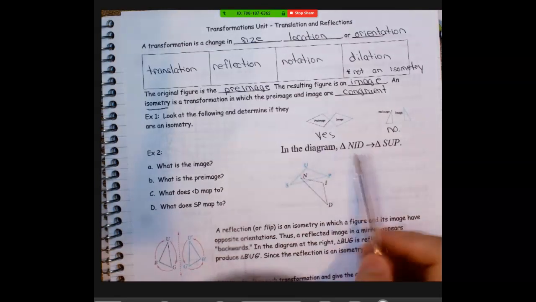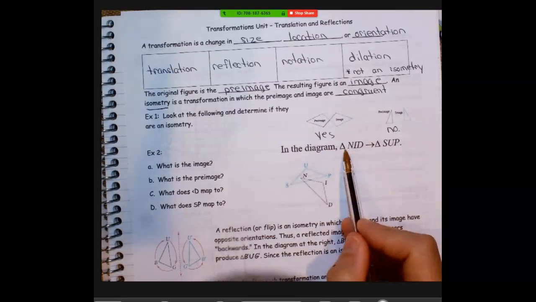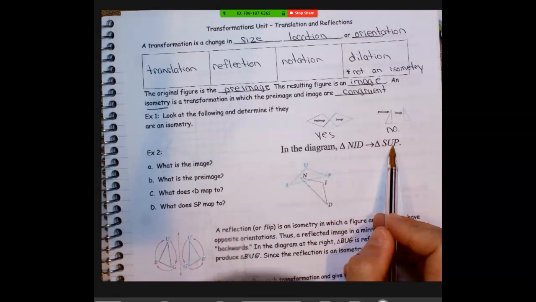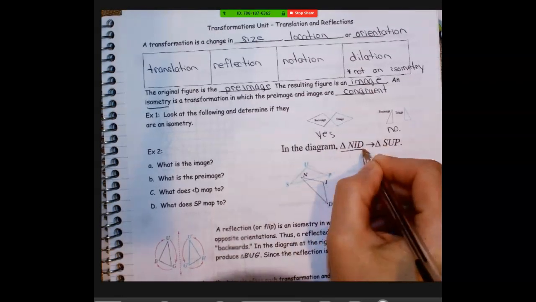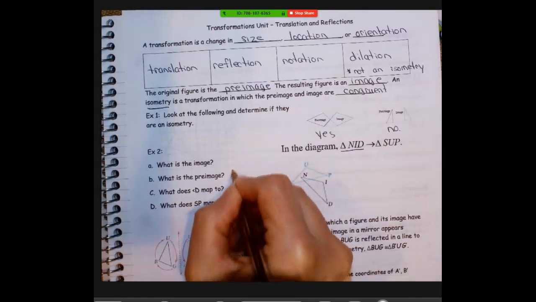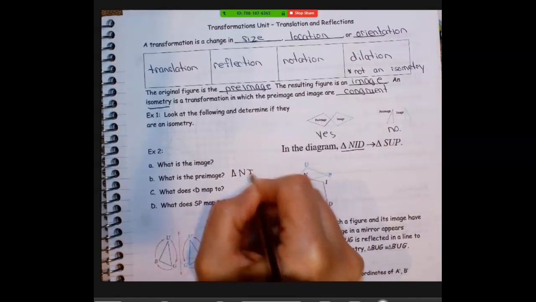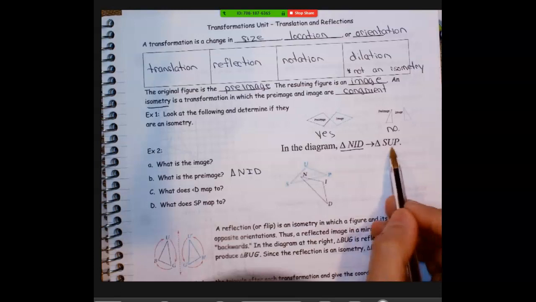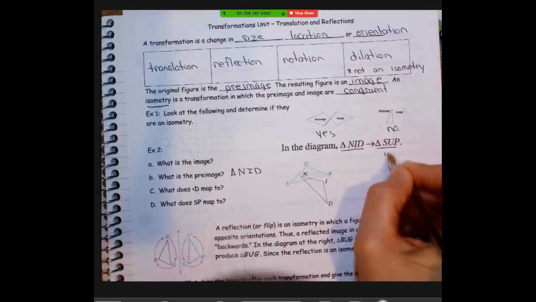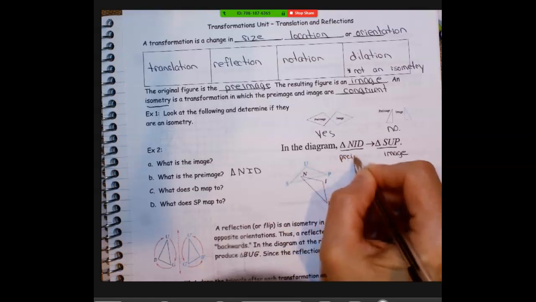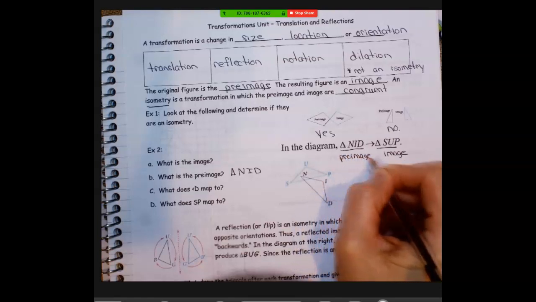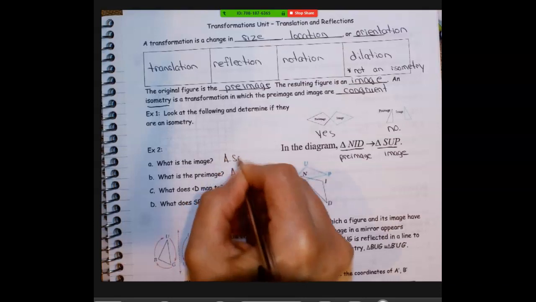So if you take a look, in this particular case, we went from NID to SUP. So this is the figure that we started with. This is called the pre-image. So we're going to put down triangle NID, and the figure that we ended up with is called the image. And that was triangle SUP.